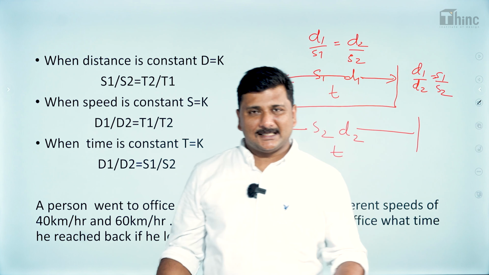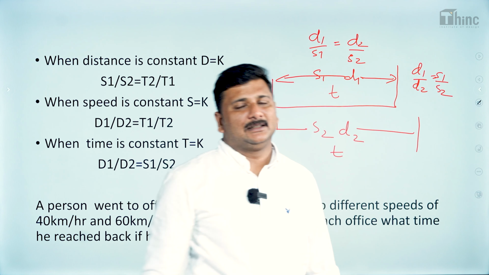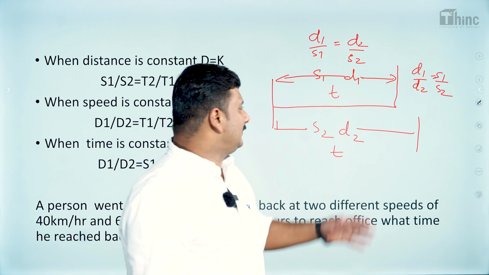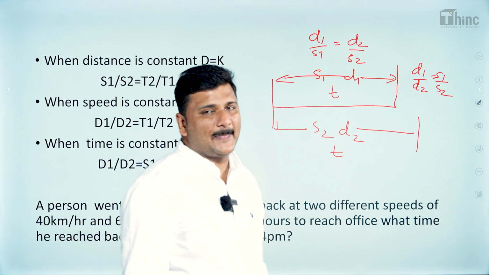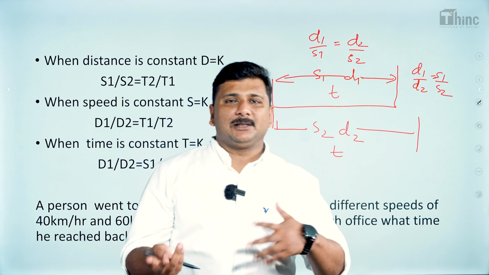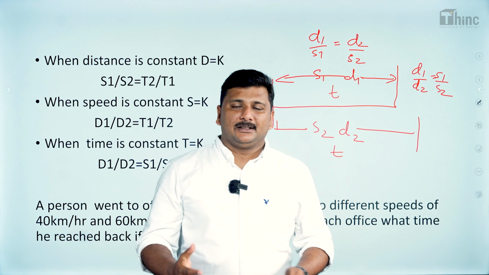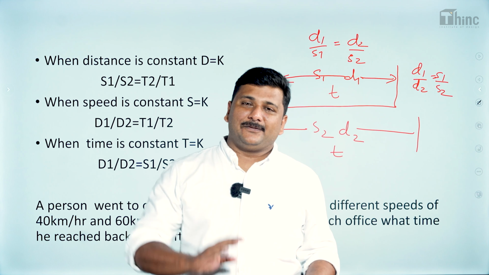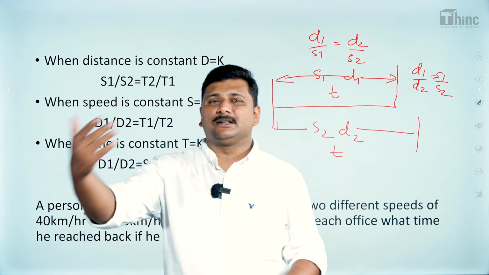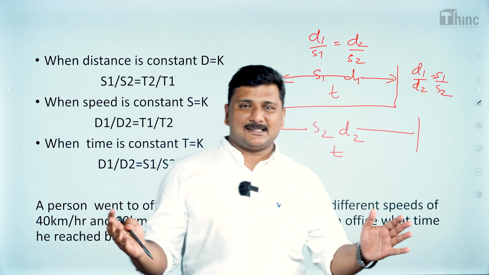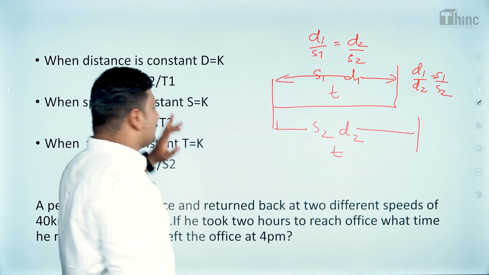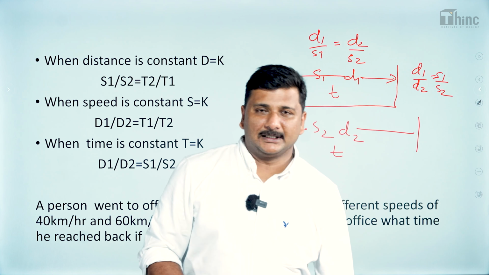Actually, in the exam, we will not get this much time to derive what d1 by d2 and s1 by s2 are. All these, we can derive if we have enough time. So keep this in your mind. If distance is constant, speed and time are inversely proportional. Why? A person is traveling a certain distance. If you increase the speed, the time taken will be less. If you decrease the speed, the time taken will be more, right? So if distance is constant, speed and time are inversely proportional. That's why s1 by s2 equals the reverse, t2 by t1.